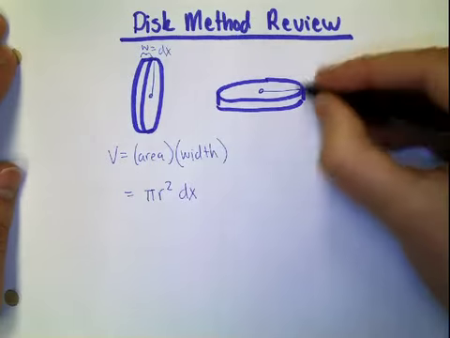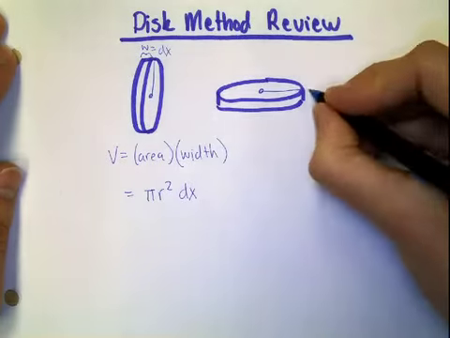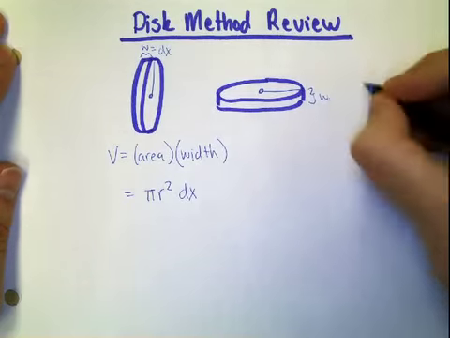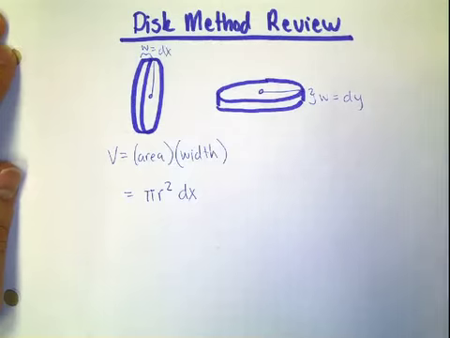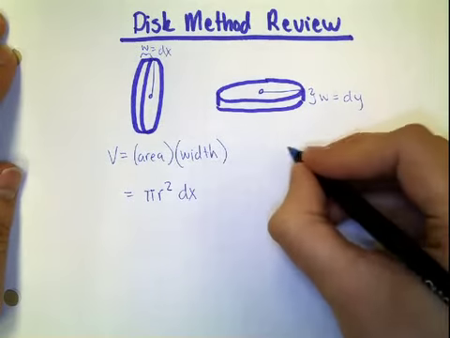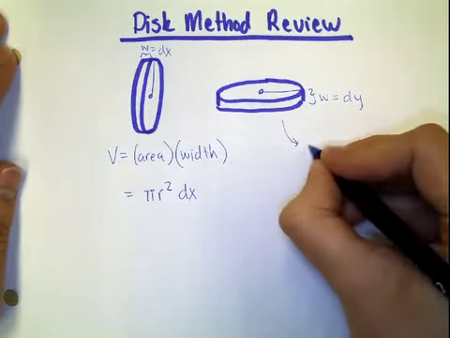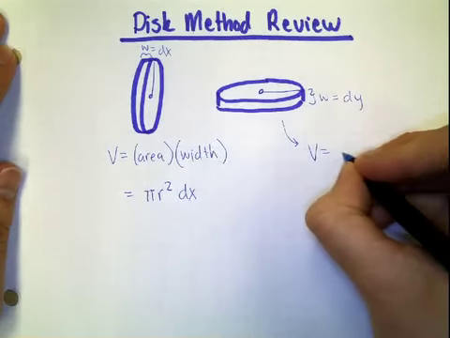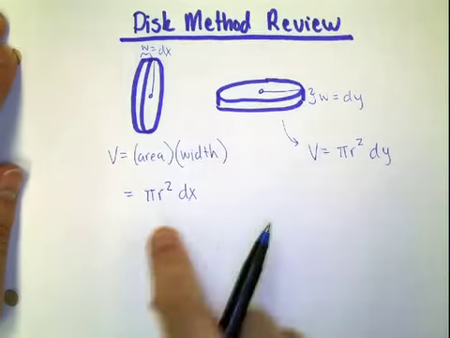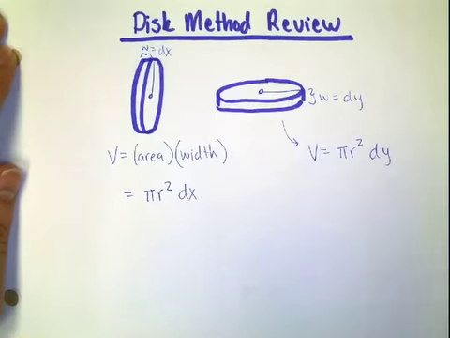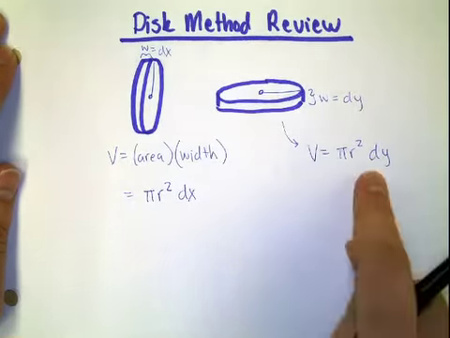Or, like in the case of this disk, it's going to be the same thing, but the width, the thickness, is going to be delta y, because it's going to be in terms of the y-axis instead of the x-axis. So the volume of this disk is going to be volume equals area, pi r squared, times delta y. So pretty much the same formulas, just one's in terms of x's and one's in terms of y's.